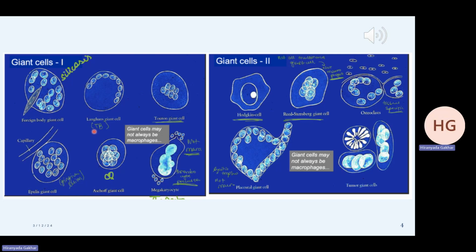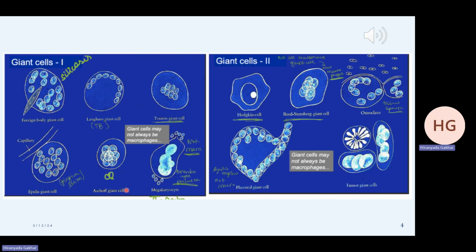Then down here is the epulous giant cell, which is seen in close contact with the capillaries and eventually gains its own blood supply. This is a precursor gingival lesion, and this particular cell and lesion can convert into a neoplasm later in life. Over here we have the Aschoff giant cell. The Aschoff giant cells are usually found in the heart.